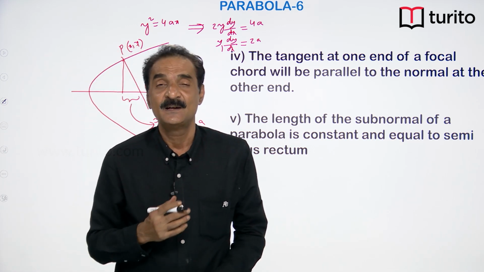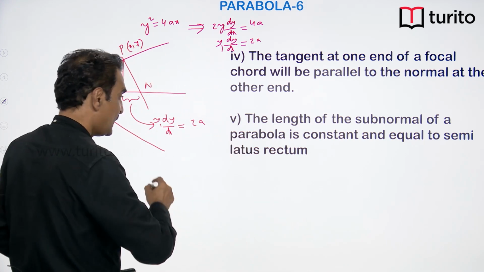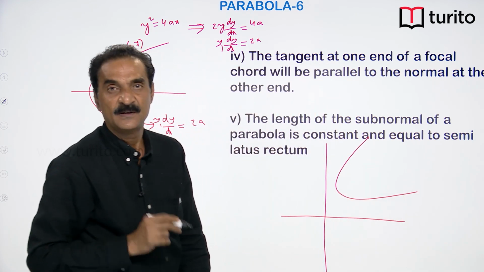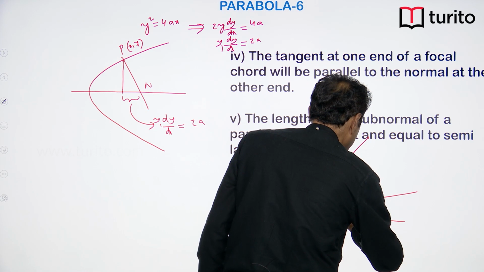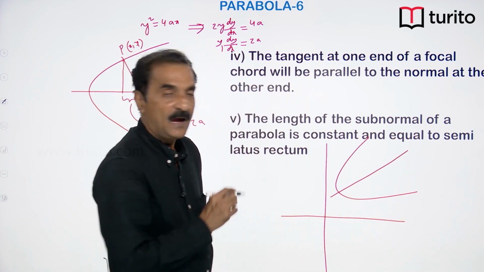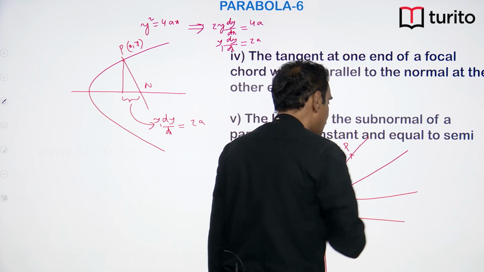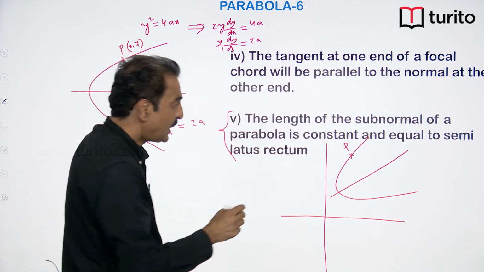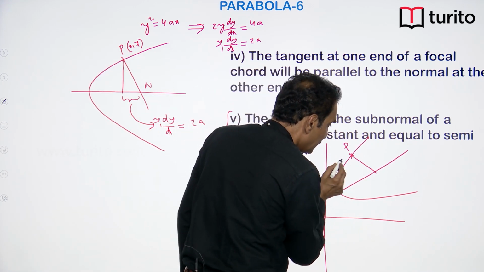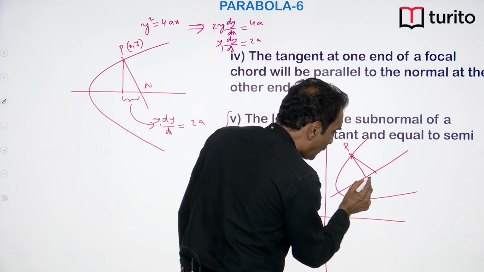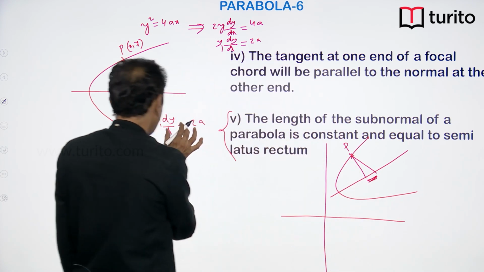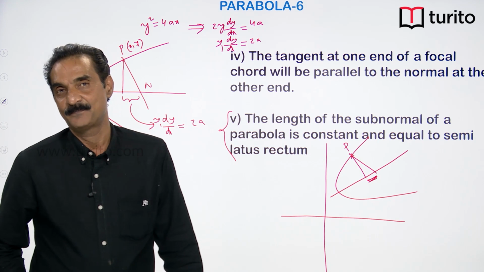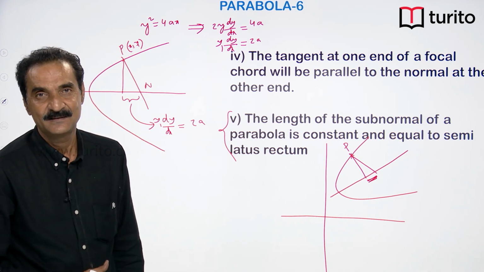But you have to understand the subnormal for a general parabola. Suppose coordinate axes are like this. A parabola is like this. Then its axis will be like this. At a point P, what is the meaning of the statement? If you draw a normal to the parabola, the length of the projection of this normal on the axis of the parabola will be constant and equal to semi-latus rectum. You have to understand in the general case, okay, not on the x-axis.